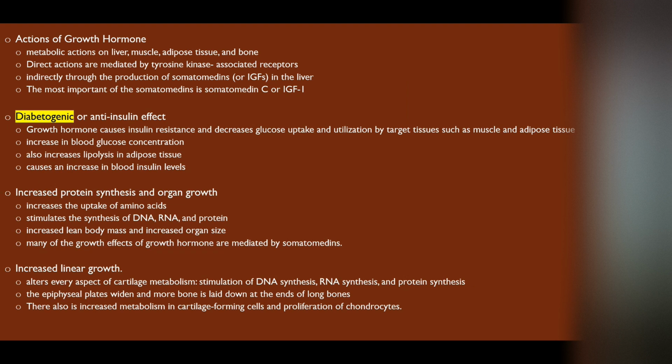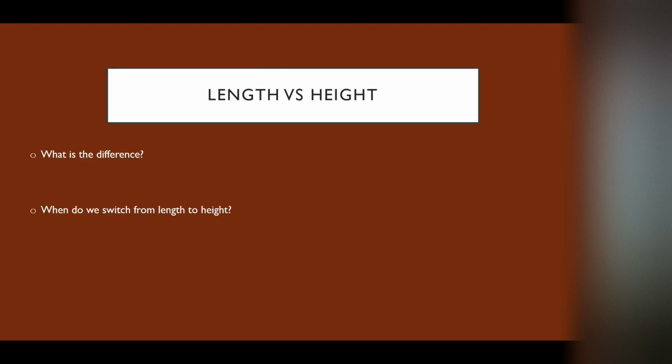Another thing for endocrinology, know that growth hormone is diabetogenic. It creates diabetes. So that's why we avoid using growth hormone therapy. We need to be very careful, and we use it only in indicated cases. We don't want everyone on growth hormone. We don't try to give everyone growth hormone. Only indicated cases. What is the difference between length and height?